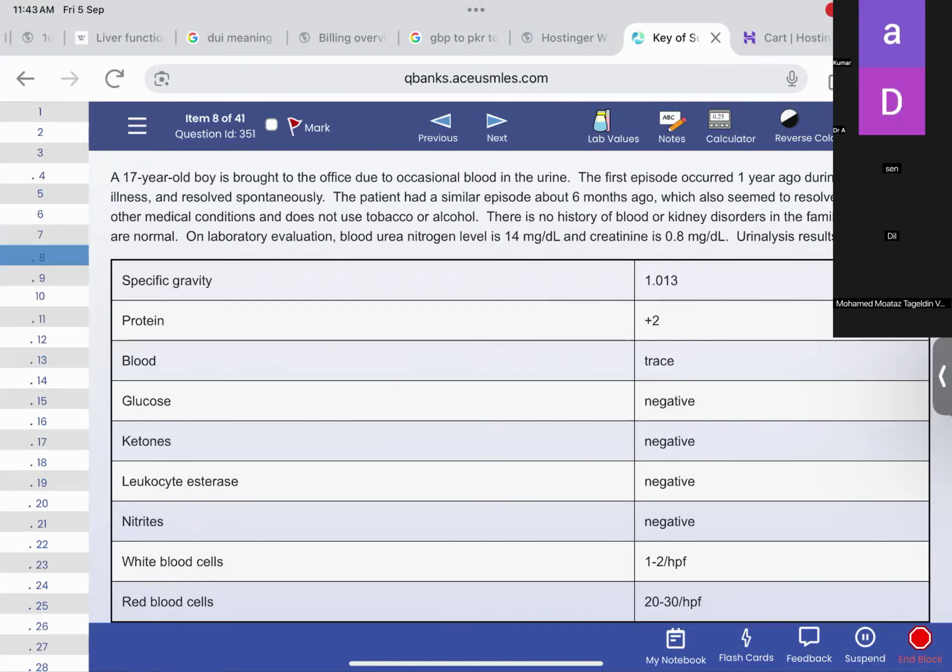Yeah, so now we have some basic knowledge. We will go quickly through the questions, okay? Anyone please? Urine analysis. Okay, fine, go ahead.